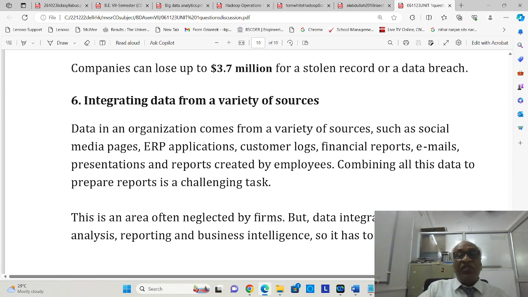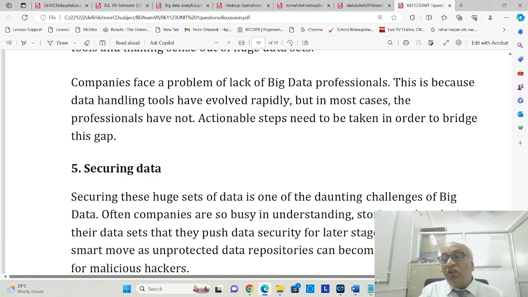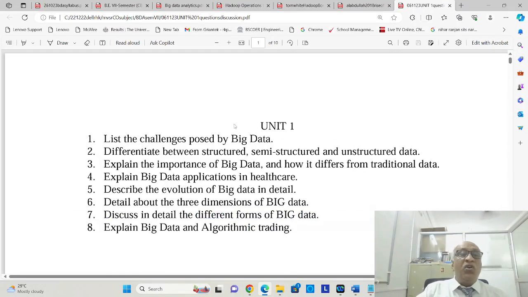What are the variety of sources? My data may be from social media, an ERP application, customer logs, financial reports, emails, and so on and so forth. So we tried to resolve this point in today's session: from the question bank of the big data analytics subject from unit 1, we tried to understand and answer the first question, that is, list the challenges posed by big data.